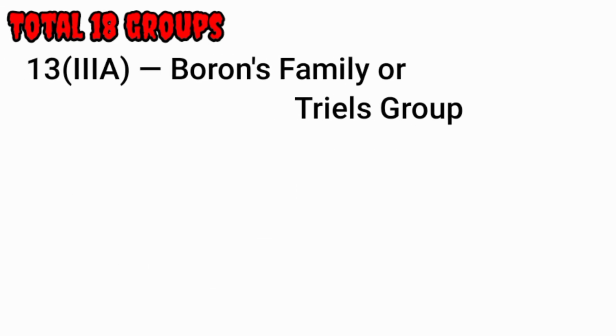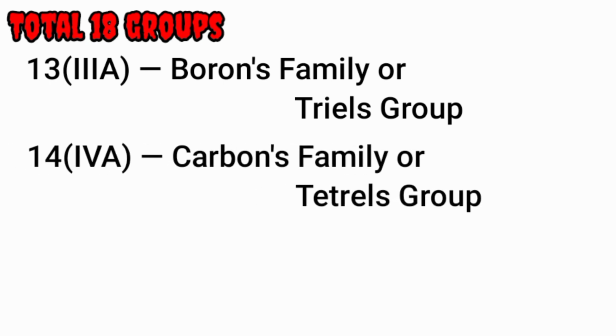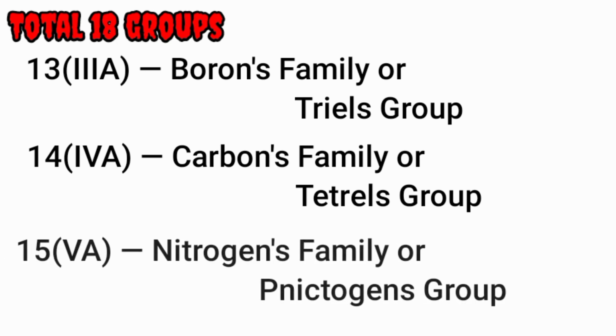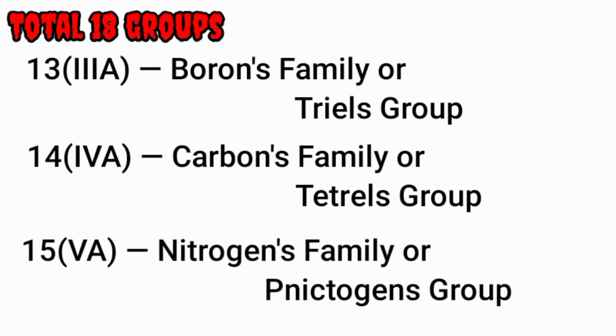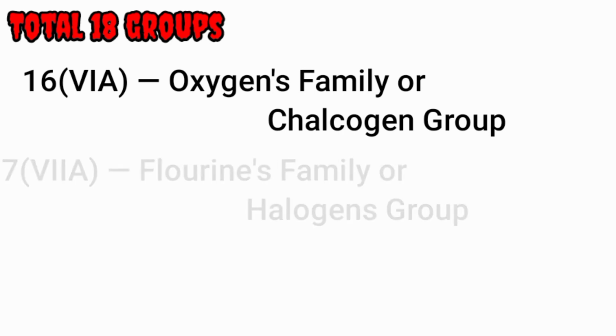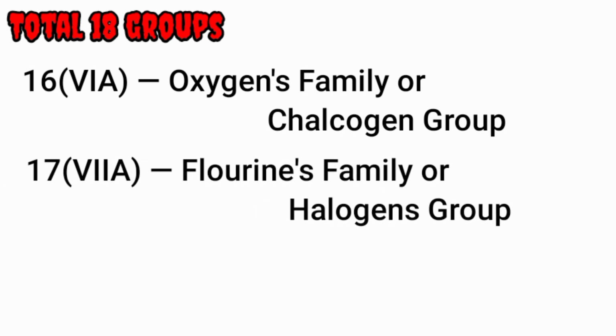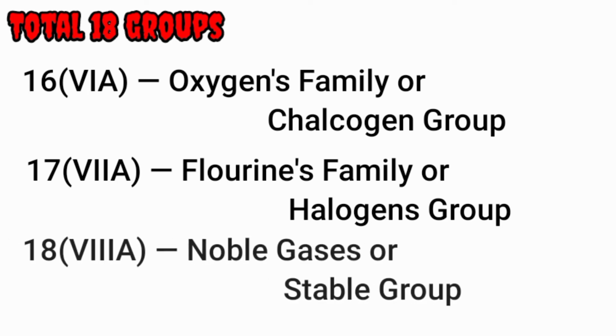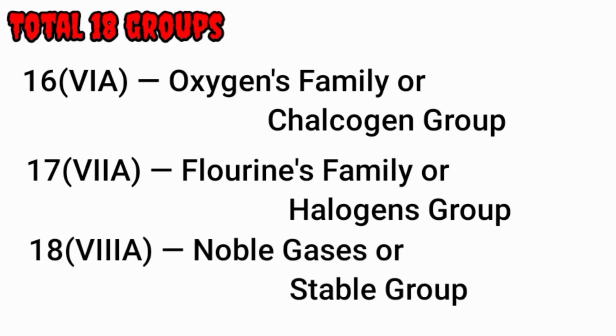The 13th group is called the boron family or triels group. The 14th group is called the carbon family or tetrels group. The 15th group is called the nitrogen family or pnictogens. The 16th group is called the oxygen family or chalcogens. The 17th group is called the fluorine family or halogens. And finally, the 18th group is called noble gases or stable group.